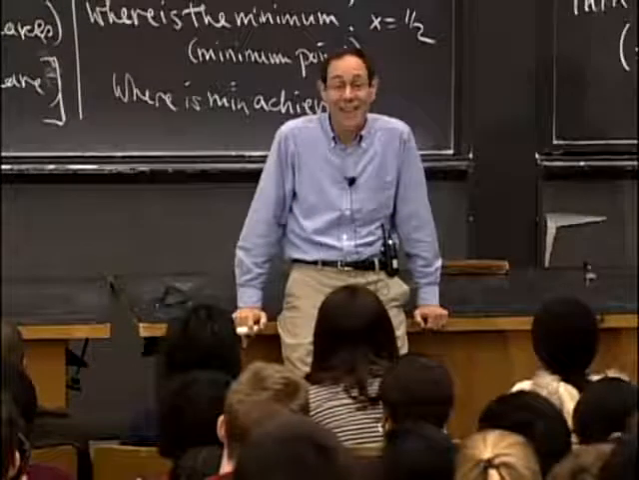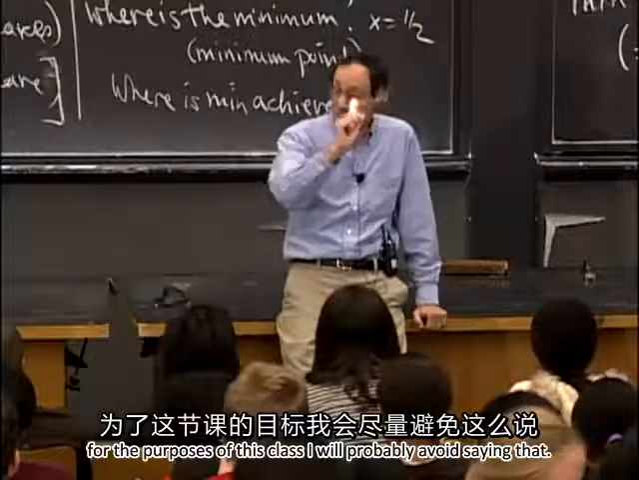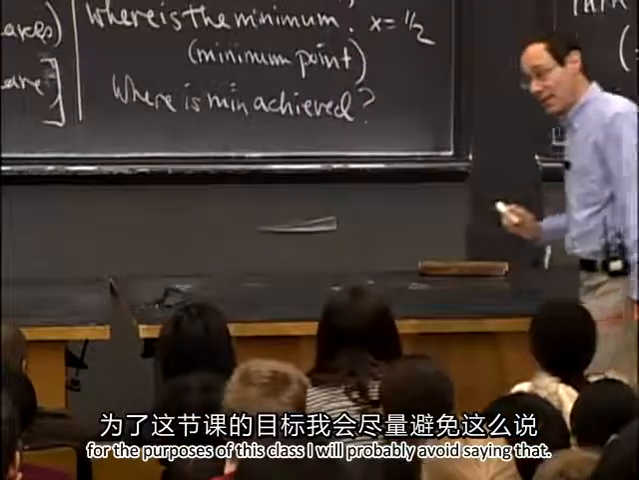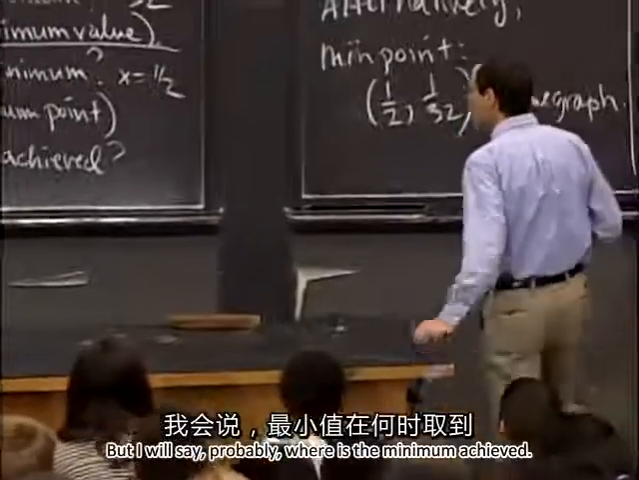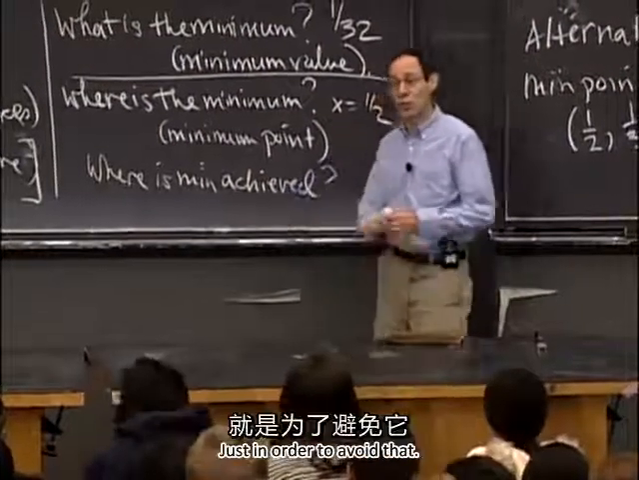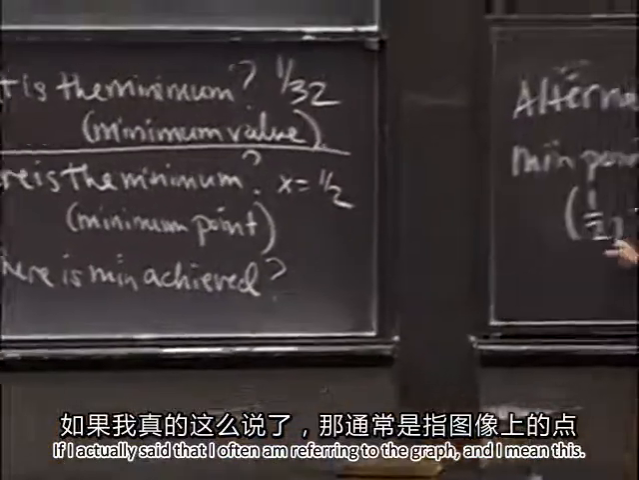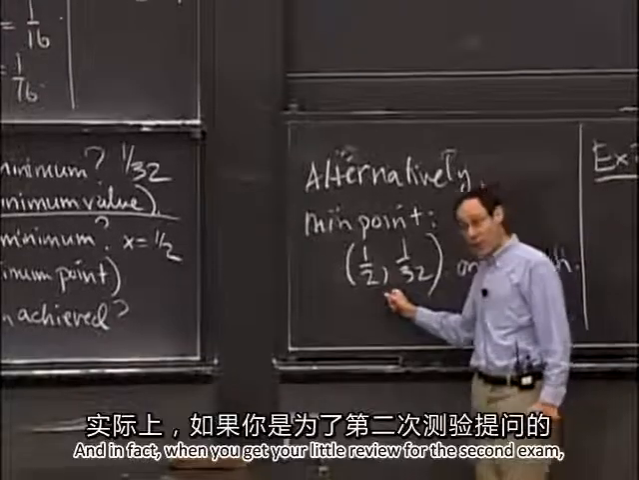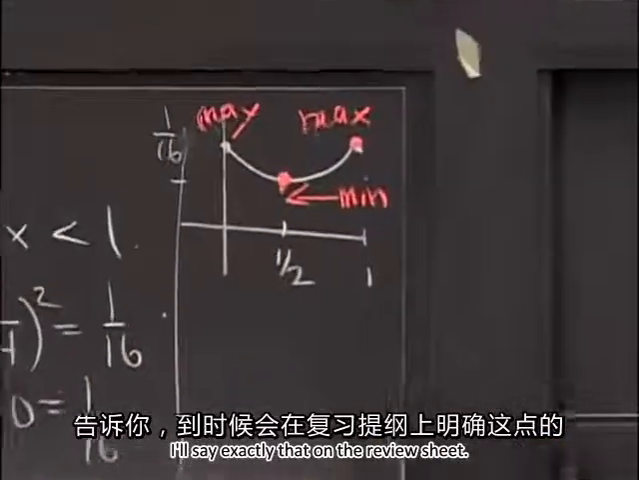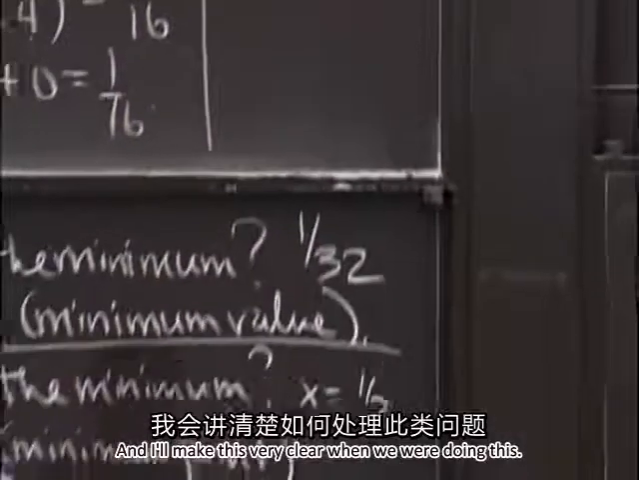Okay? And the answer is that for the purposes of this class, I will probably avoid saying that, but I will say where the minimum is achieved, just in order to avoid that. If I actually said it, I often am referring to the graph, and I mean this. And when you get your little review for the second exam, I'll say exactly that on the review sheet. Okay? And I'll make this very clear when we're doing this.